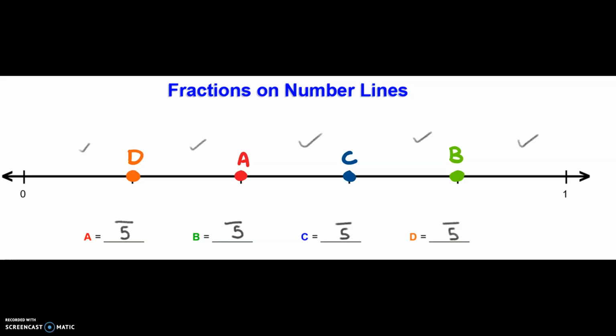If we look at each of them, we just count where we're at, right? Point A is our red dot right here. We are at 1, 2 fifths. So A is going to be 2 fifths. B's way over here, right? 1, 2, 3, 4 fifths. So B is 4 fifths, good to go. C, if we count up, right? 1, 2, 3 fifths. And D is just 1 fifth.